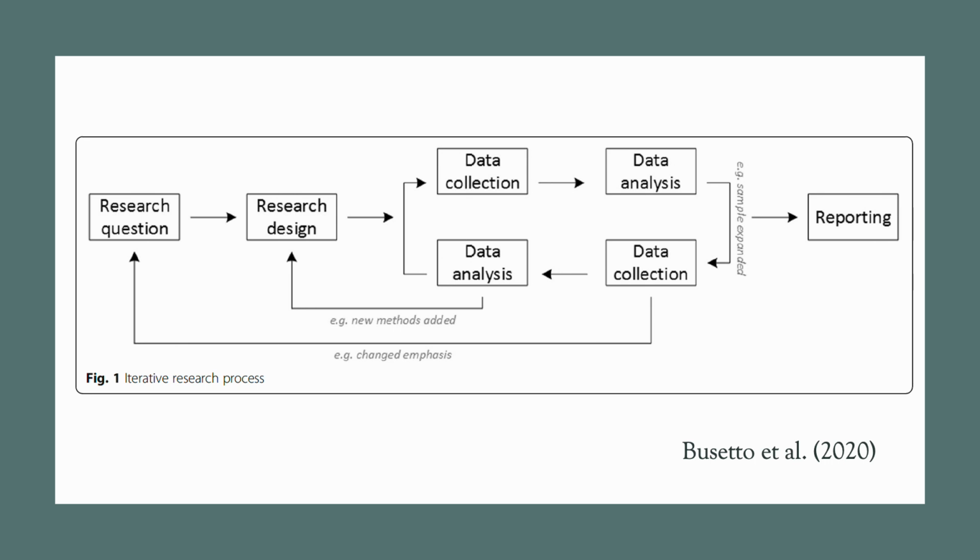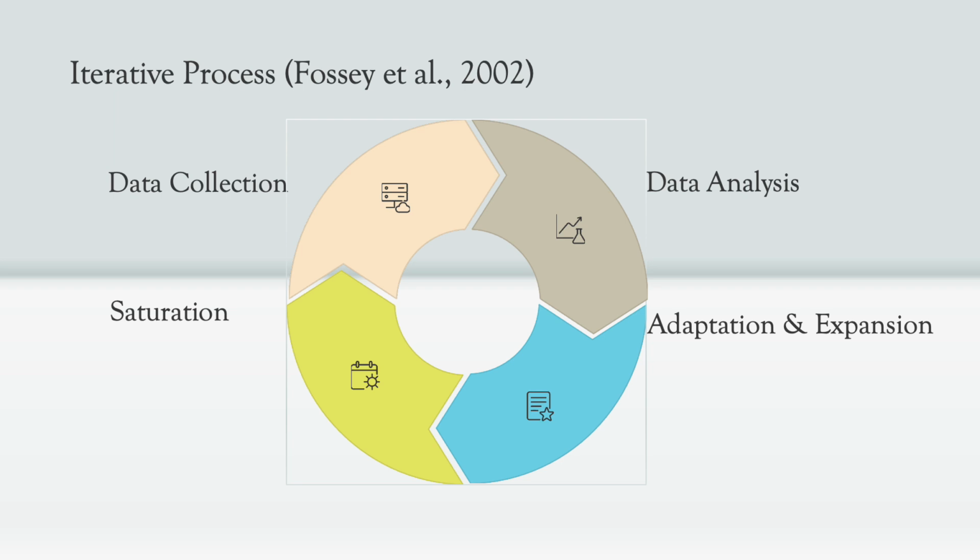The process continues until saturation is achieved. For transparency, it's crucial to document all decisions and the reasoning behind them. The iterative process begins with data collection and analysis, and through a series of adaptations and expansions, it continues until saturation is reached, meaning no new relevant information can be found.